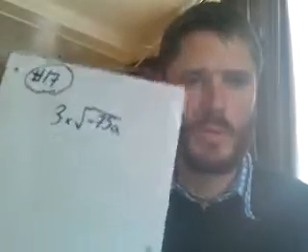Okay, let's now work through another one. Let's work through one in the other section. Let's do number 17. So in number 17, what are you given? You're given 3x times the square root of -75a. This is what you're given right here, and we're asked to simplify this.